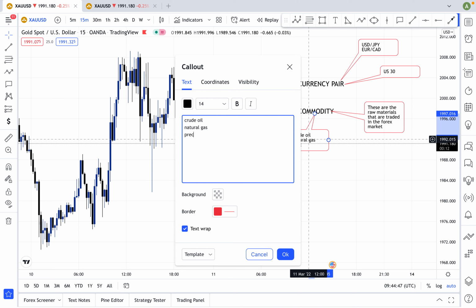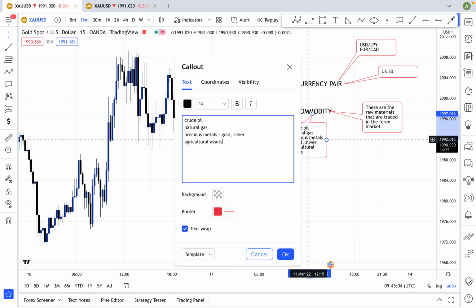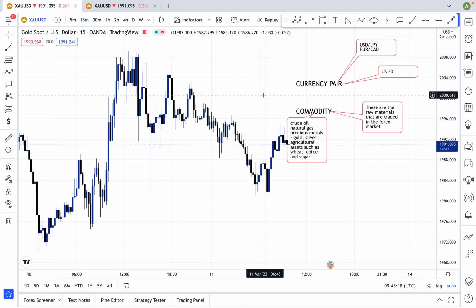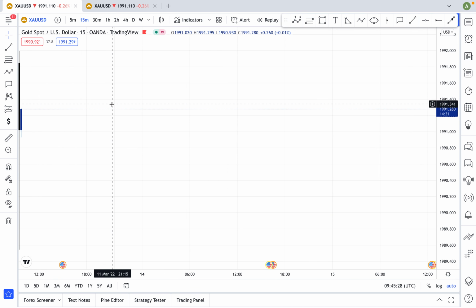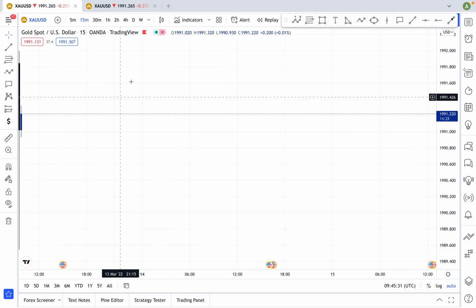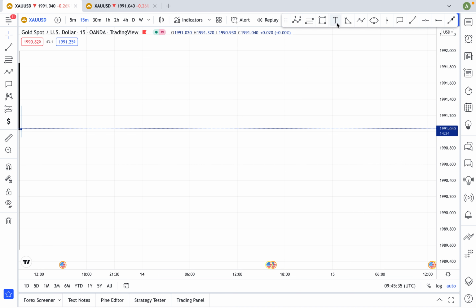we have precious metals. This is where we have gold, silver, and agricultural assets such as wheat, coffee, and sugar. These are commodities in the market whereby you can trade them and make your money. But don't trade what you don't know. That's good advice. Whatever you don't understand, don't trade it.